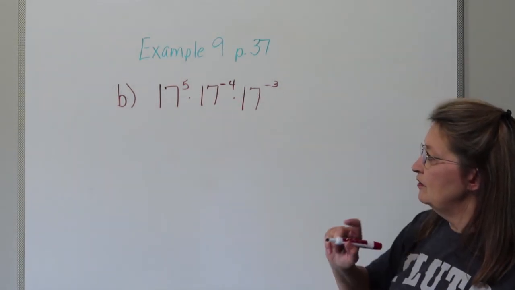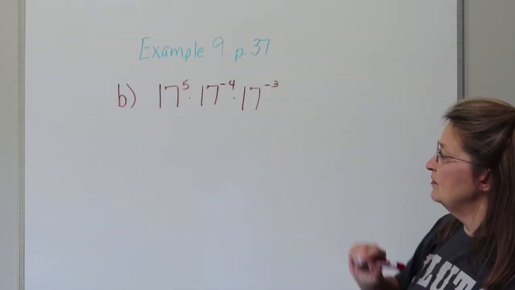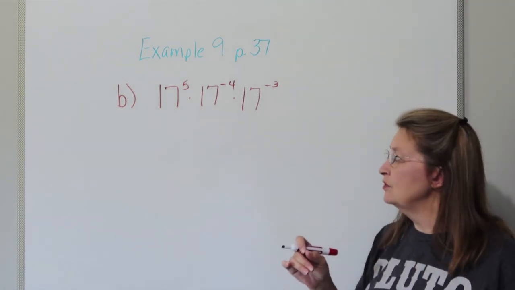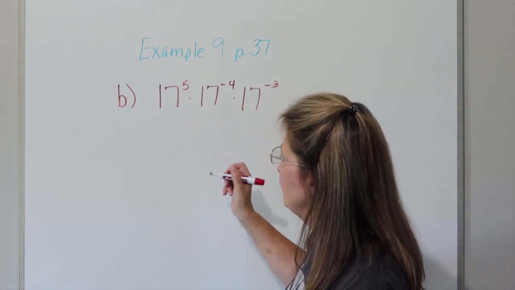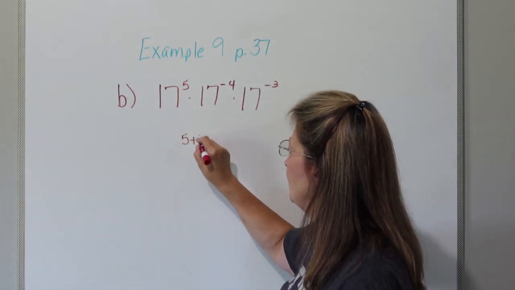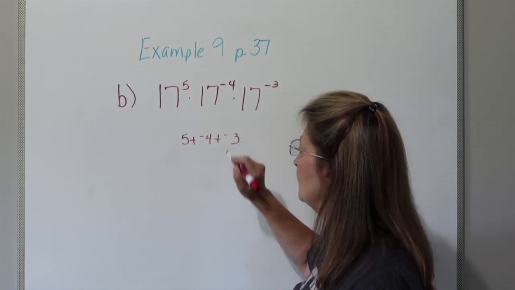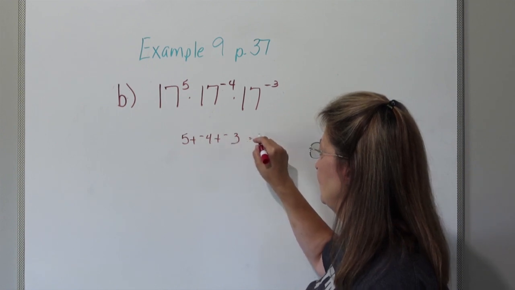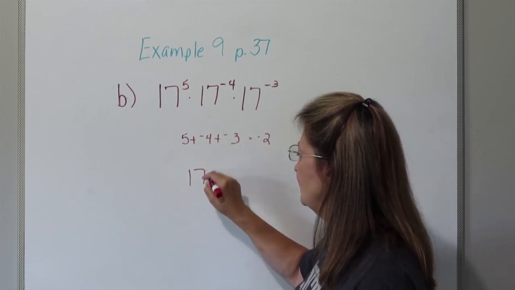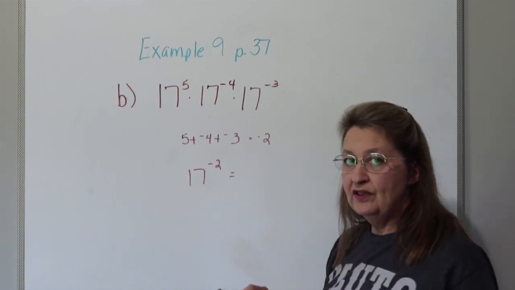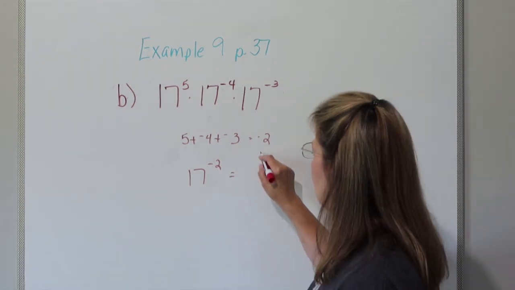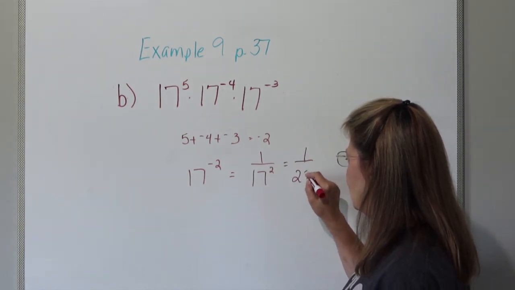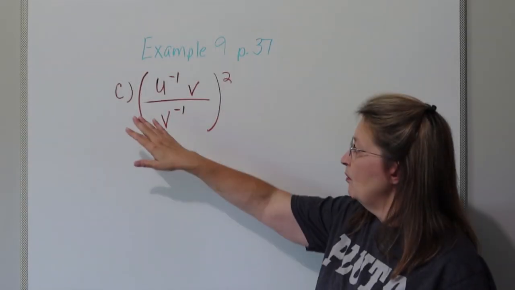Example B says 17 to the 5th times 17 to the negative 4th times 17 to the negative 3. All matching bases, all multiplied together, so we can use the product property, and we can just add these exponents together. Now, 5 plus negative 4 plus negative 3 is going to be 5 plus negative 4 is 1, plus negative 3 is negative 2. So I have 17 to the negative 2. Once again, you don't like to leave a negative exponent, so you could put 1 over 17 squared, and I think that's 289.